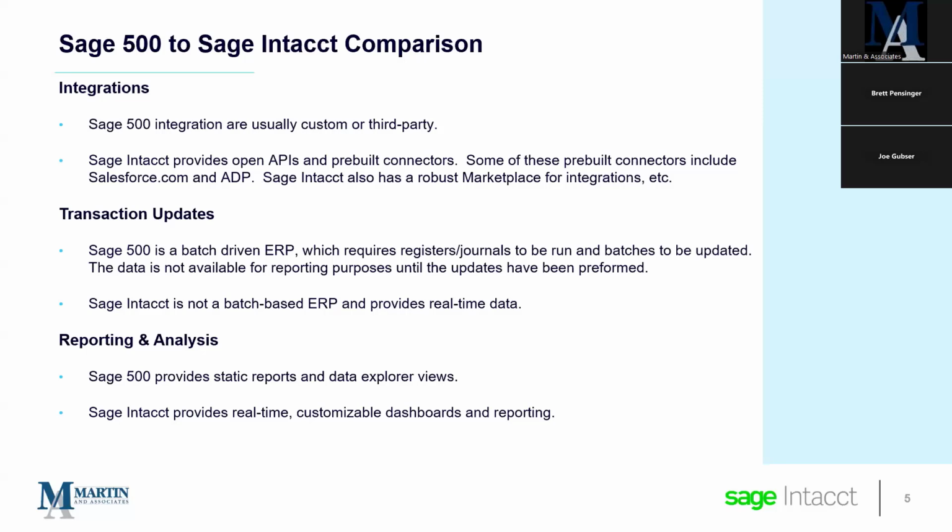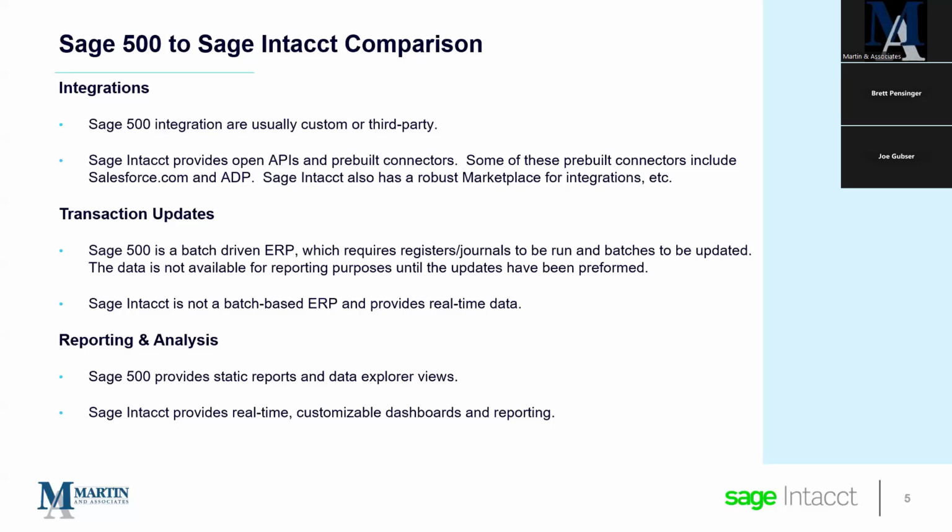Transaction updates. Sage 500 is what is called a batch-driven ERP. And what that means is you enter your data into a batch. Nothing hits your real-time postings until you run a journal or a register and you update that batch. So your data is not always current while you have data sitting out there in those batches. Sage Intacct is not a batch-based ERP, and as a result, will provide real-time access to your data. And we'll see a little bit of that as we're going through the system of how the postings work inside of Intacct.